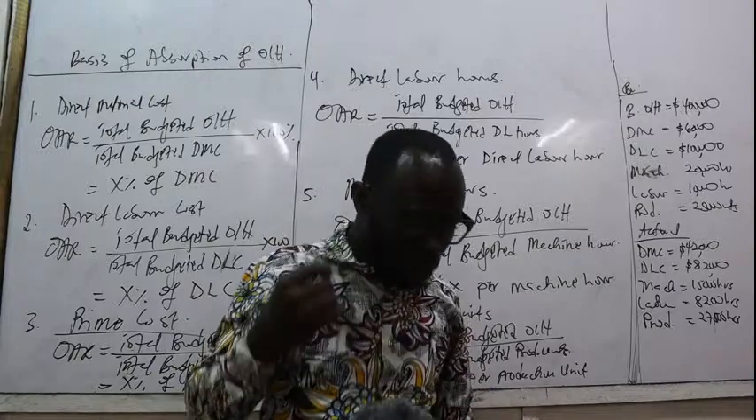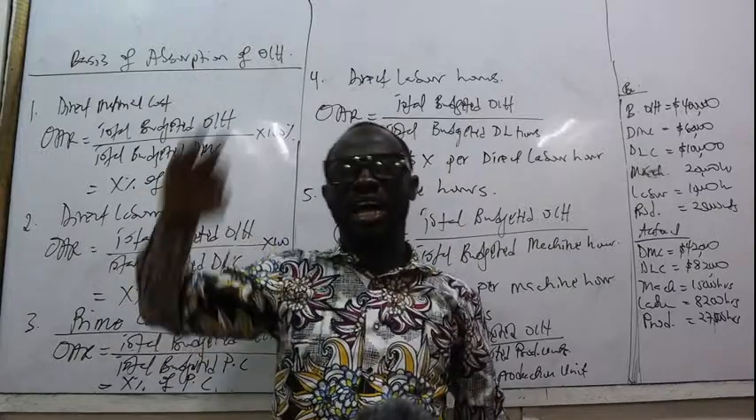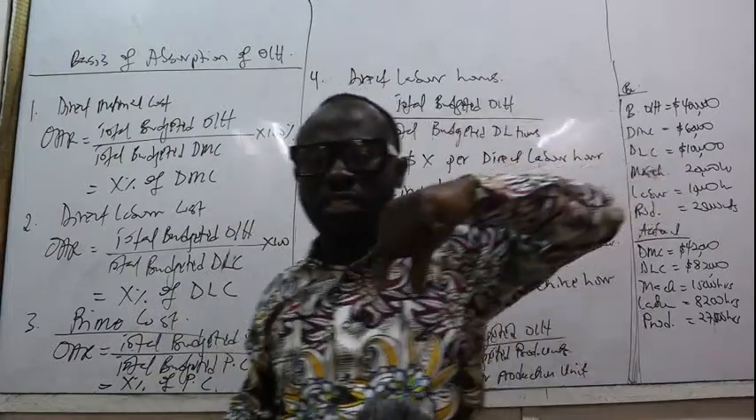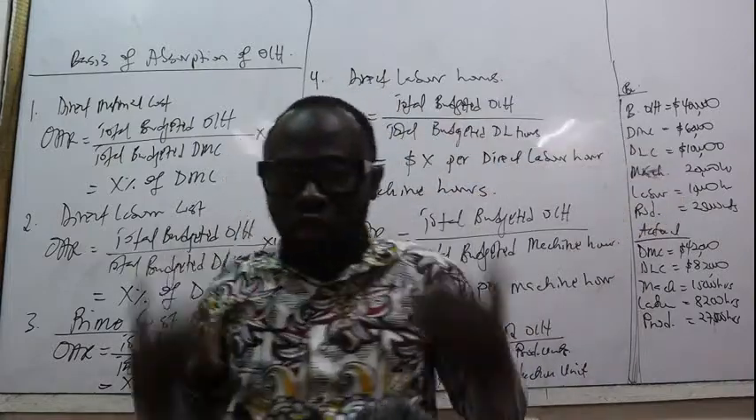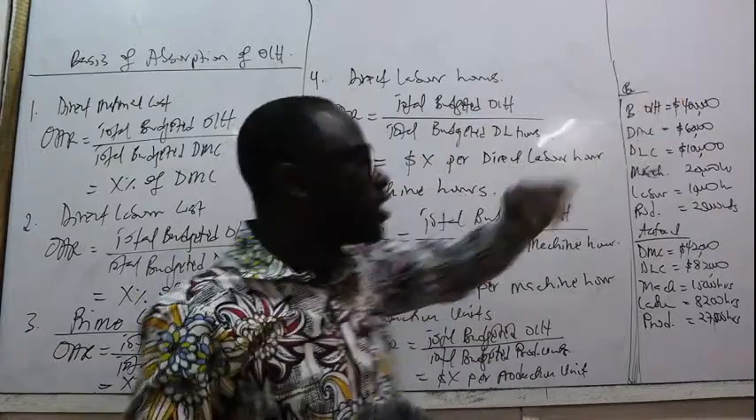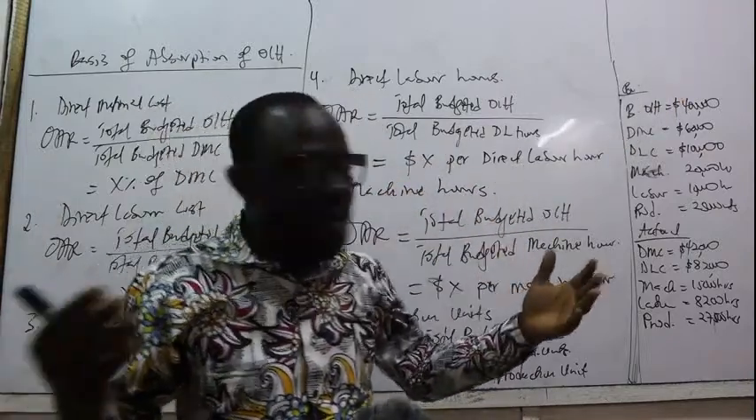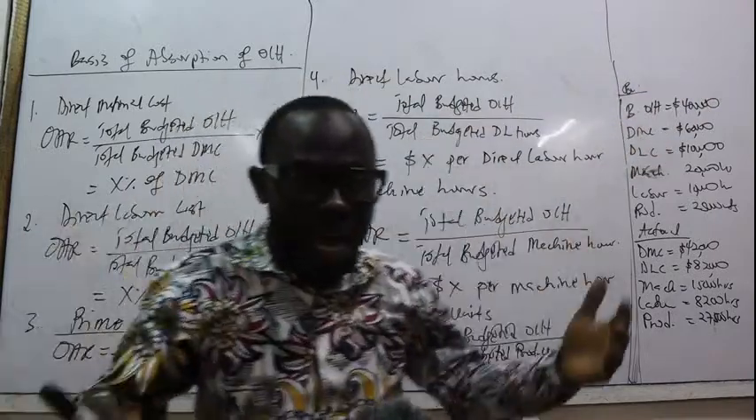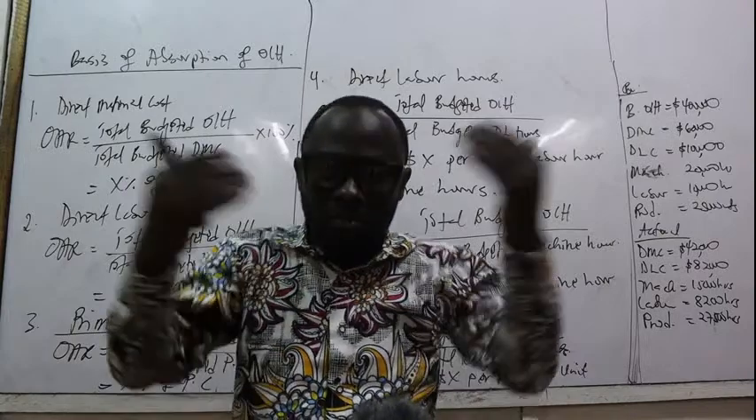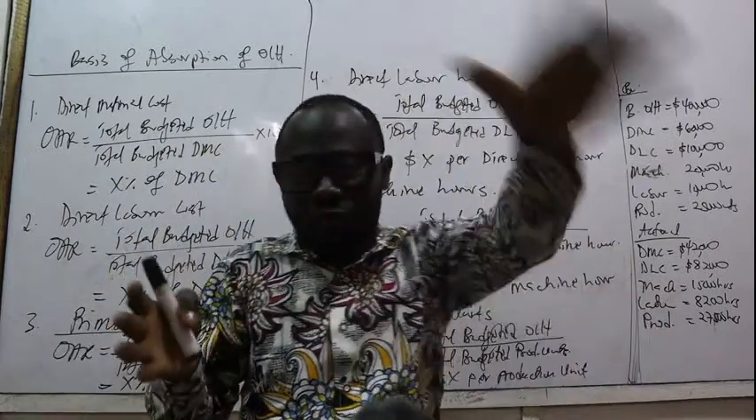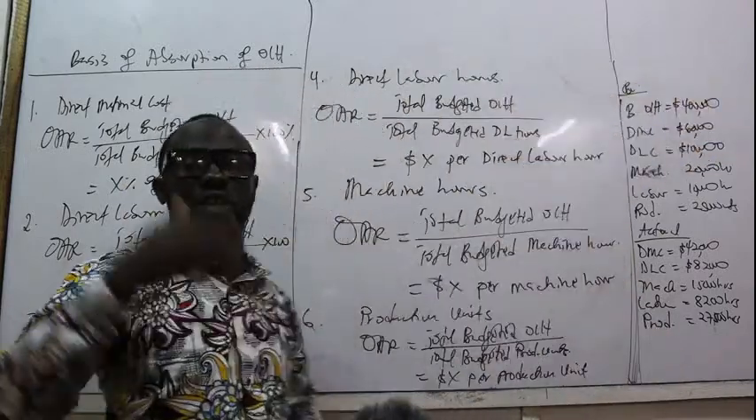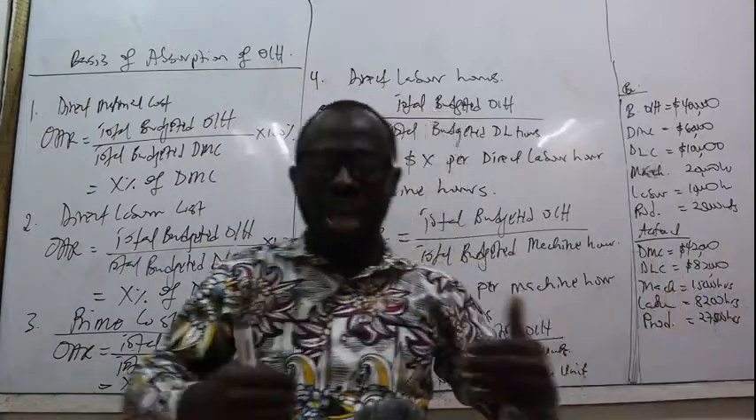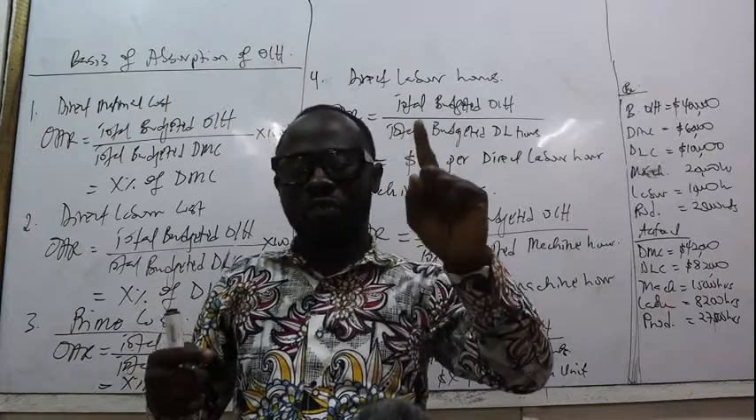However, we also have what is called departmental absorption rate. This is where the overhead absorption rate for each department is computed. So that if the department is machine intensive, they will absorb it using machine hours. If the department is labor intensive, they will absorb it using labor hours. If the department can measure its output, especially in the factory department, then they can use the production hours.